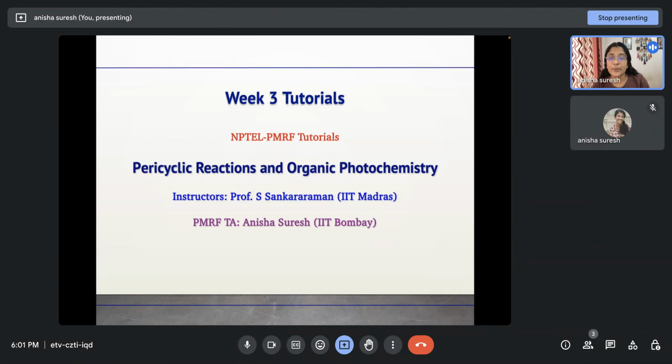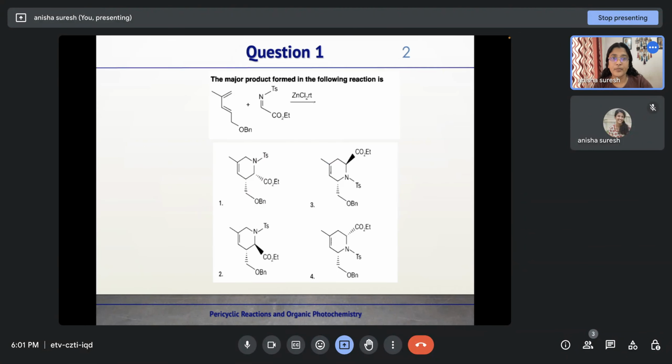So let us go to question number 1. The major product formed in the following reaction is. Here two components are given. It is treated with ZnCl2 at RT. So what is the product that is formed? Four different options have been given and we have to choose the correct answer from among these four options.